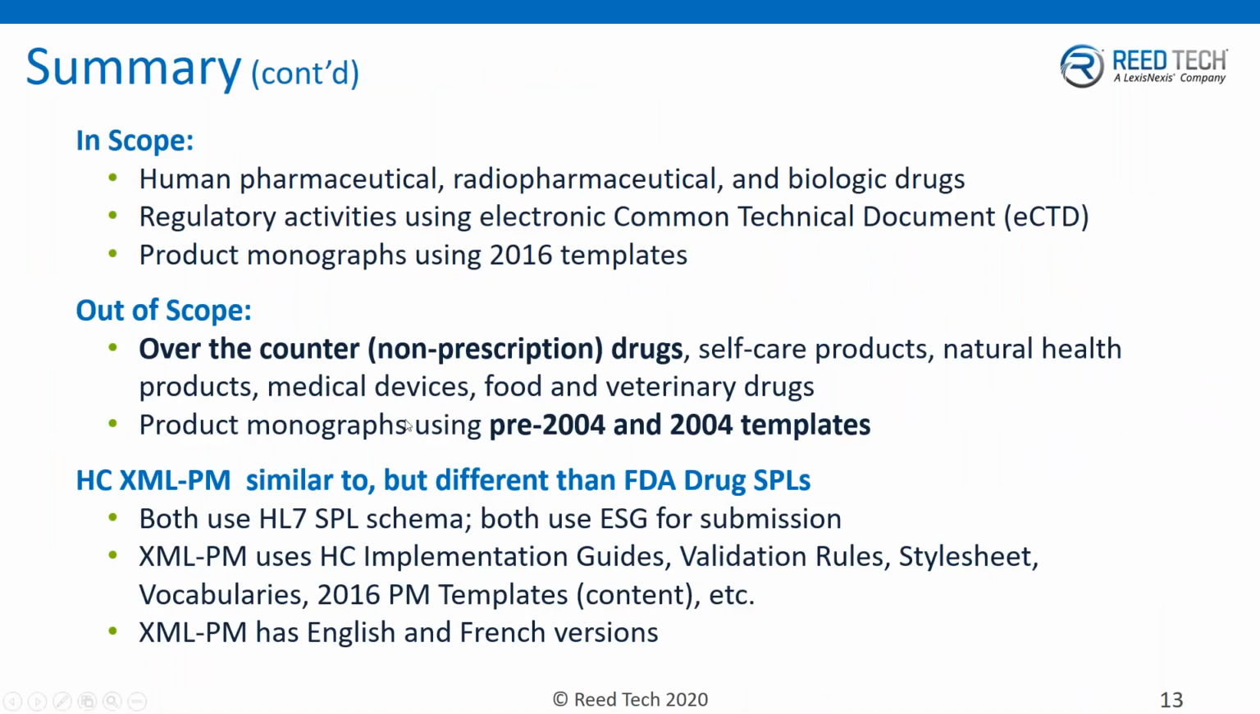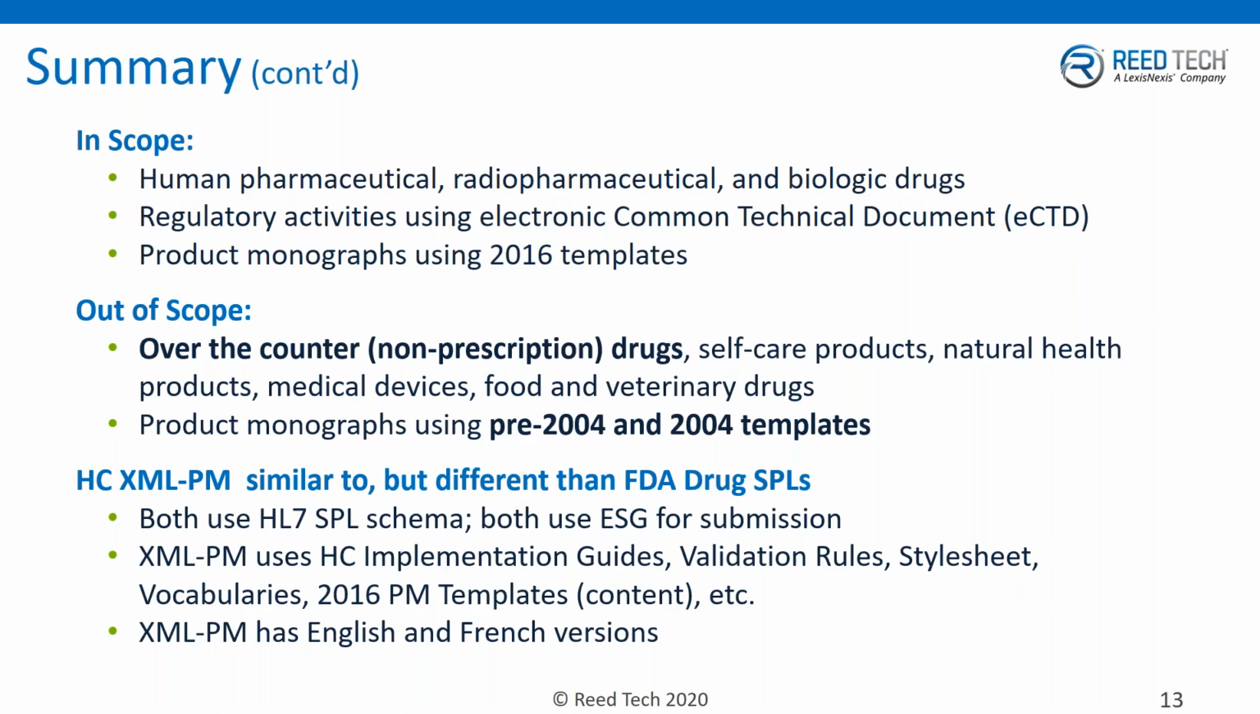So again, these are product monographs that are in 2016 format. This includes and only includes new drug submissions, NDS, where a Canadian reference product files in 2016 format. All abbreviated new drug submissions, that's ANDSs, and supplements to abbreviated new drug submissions, SANDSs, can also file in XML format.